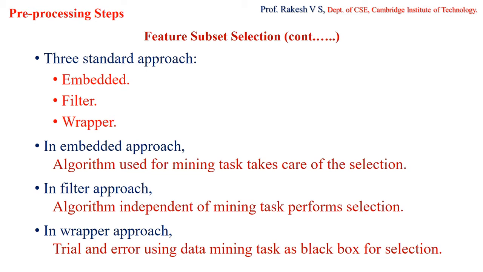Hope it is clear, right? So in case of wrapper approach, what we are doing, the actual data mining task will be considered as a black box. We will be considering a few of the subsets, as we did in the traditional approach. In traditional approach we will be considering 2 power n subsets, but here in the wrapper approach we will not be considering 2 power n subsets. Instead, a few subsets will be considered. Then we perform a test analysis. So based on the result of the test analysis, we will be choosing the actual subsets that are required for further analysis purpose. So these are the three standard approaches that we have.